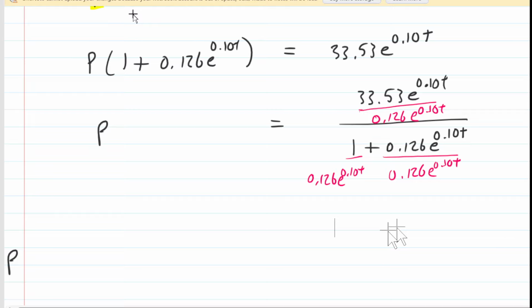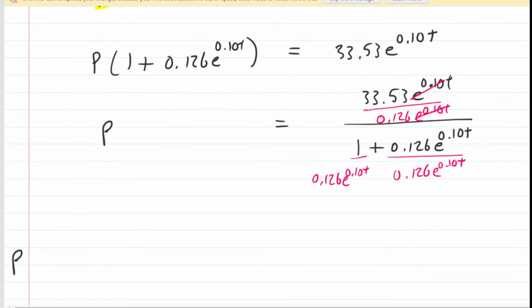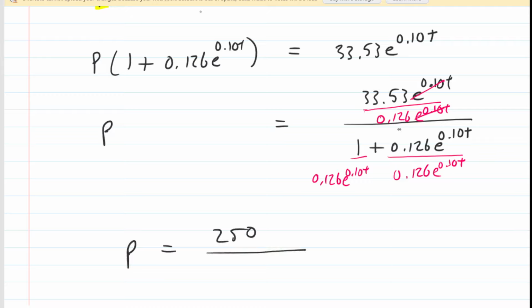So we've done that. And in the numerator, the exponential term would cancel, and then you would divide 33.53 by that decimal of 0.126. And perhaps miraculously, when you do that, you're going to get a value of 250. You can verify that on a calculator. So that's going to be 250. Down here, this term is just going to equal a 1.